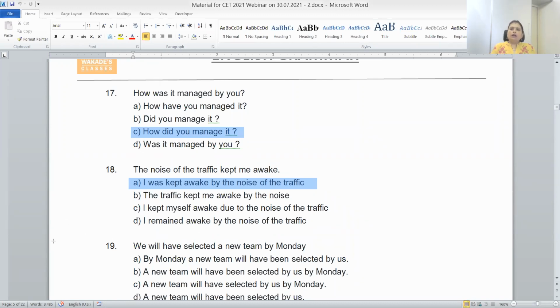Okay, 19. So 18th is option A, children. 19, we will have selected a new team by Monday. Children, can you see? The sentence is in future perfect tense. So let's search for a future perfect tense answer. Children, it is option A, yes. By Monday, a new team will have been selected by us. Number 19 is option A.